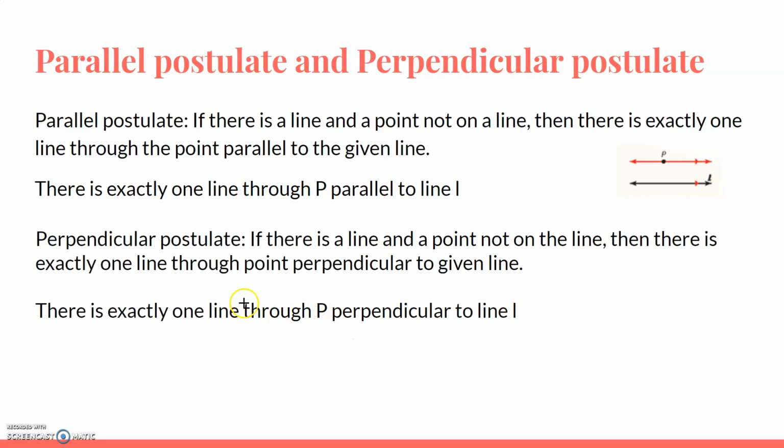Okay, so next, the perpendicular postulate. If there's a line and a point not on the line, then there's exactly one line through the point perpendicular to the given line. So as you can see here, there's a line perpendicular to line L through point P.